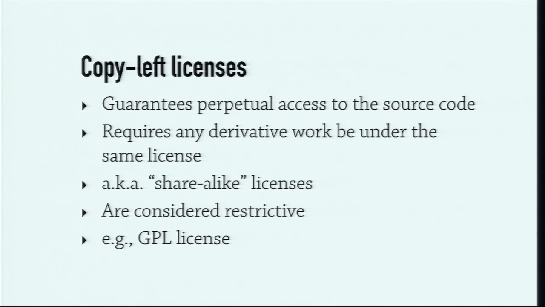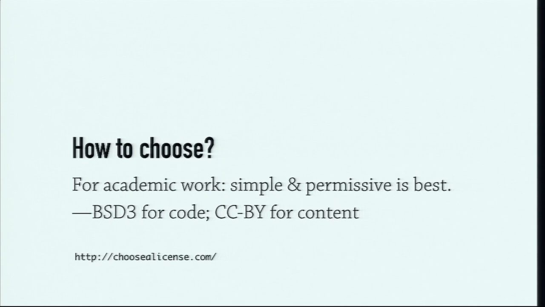So for academic use, I always say that simple and permissive is best. BSD3 for code is what we use, the Berkeley Software Distribution, and CC BY, Creative Commons with attribution, for any other content, any written material, any figures that you want to share. CC BY, those are the best options in my opinion.